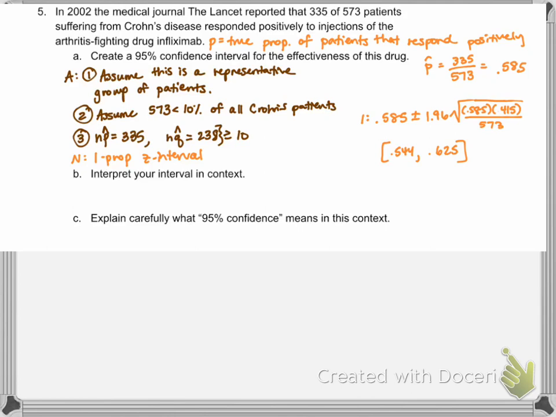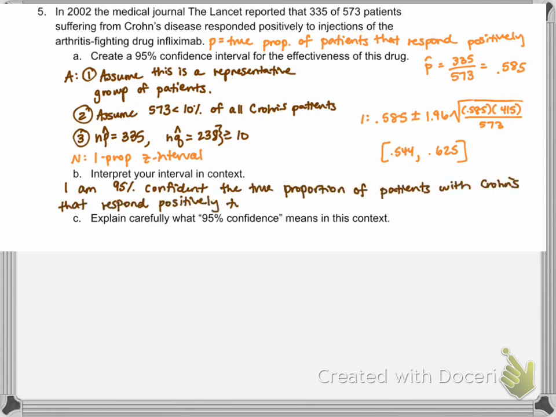Then part B asks you to take that interval and interpret it in context. And so here's where I'm going to say I'm 95% confident that the true proportion of, put it in context here, patients with Crohn's disease that are responding positively to infliximab is between 54.4% and 62.5%. Okay? And then part C asks you, okay, so that's like your canned response for a conclusion here, but what does that 95% confidence really mean?